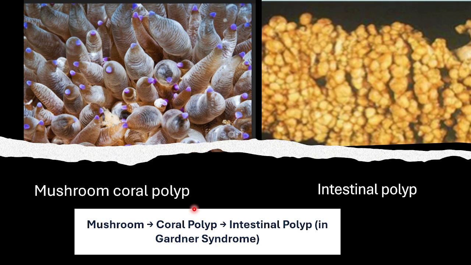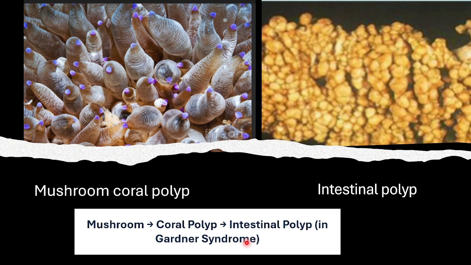As you have probably noticed, I love throwing in a bit of general knowledge to make our studies more fun and interesting, right? So even in this image, we see a mushroom coral polyp. These are tiny tentacled animals that live on the surface of a mushroom-shaped coral. And in the next image we see abdominal polyps, which are the hallmark and most dangerous consequence of Gardner syndrome. So here's a cool chain of association: mushroom, that is the coral polyp, and intestinal polyp in Gardner syndrome.